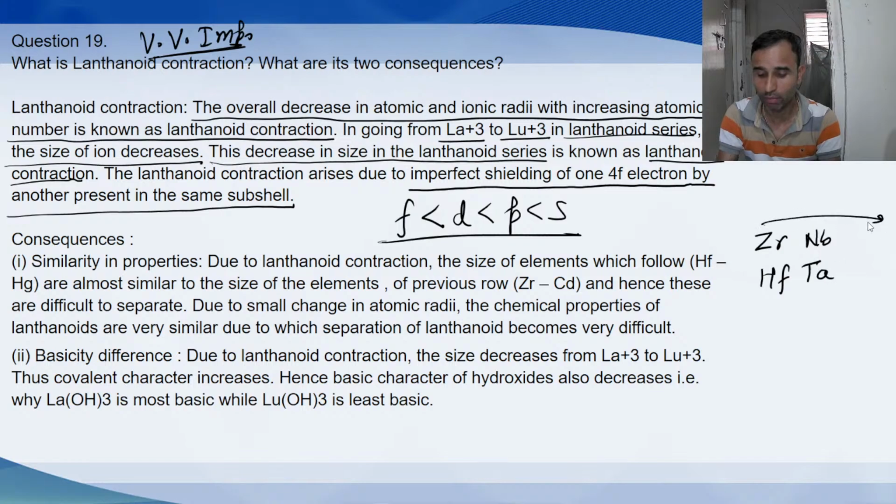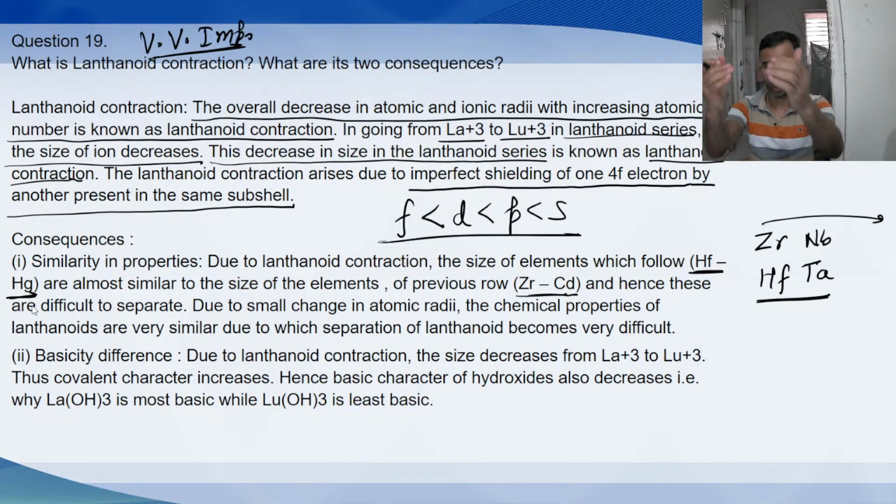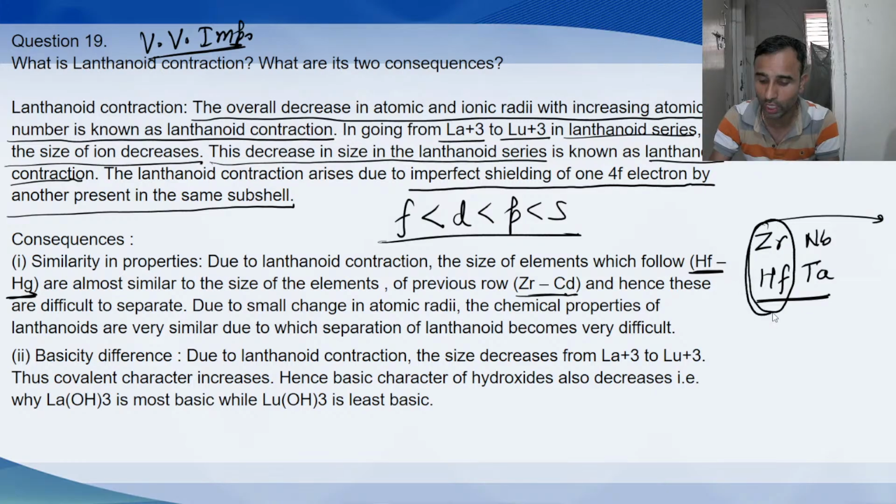So zirconium to mercury, see it is written zirconium to cadmium and hafnium to mercury. They are in the same group, they have almost the same charge. Like most of the questions, zirconium and hafnium have almost the same size. So the question is why? So you should write: due to lanthanoid contraction.